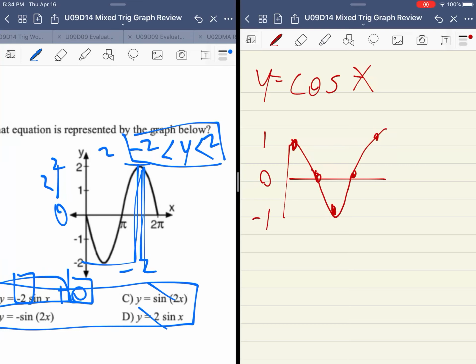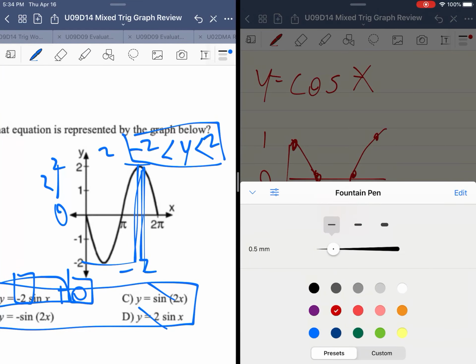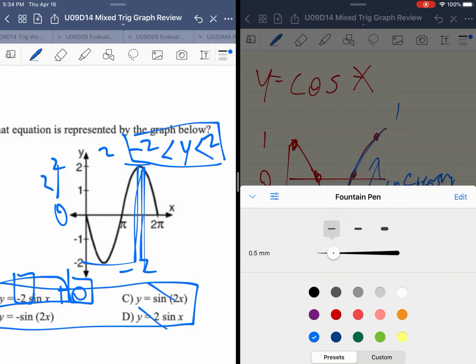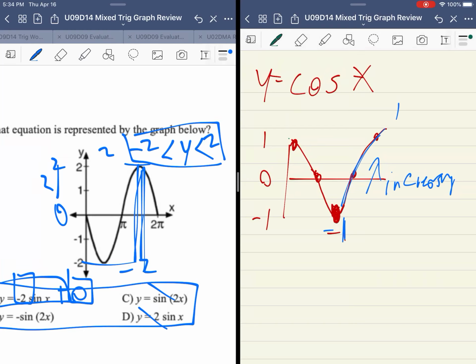Now, if we were asked when it was increasing, this graph is increasing from the minimum, negative 1. Let me change colors maybe. From negative 1 up to 1. So this is where it's increasing. And it's decreasing from the beginning of the graph at positive 1 until it reaches negative 1. So this is where it's decreasing.